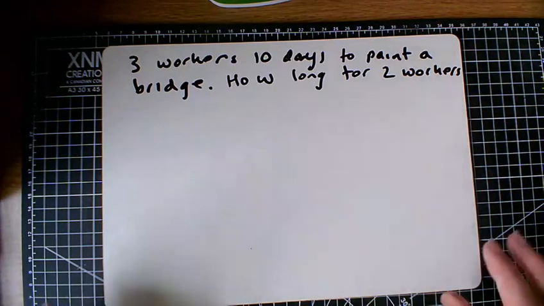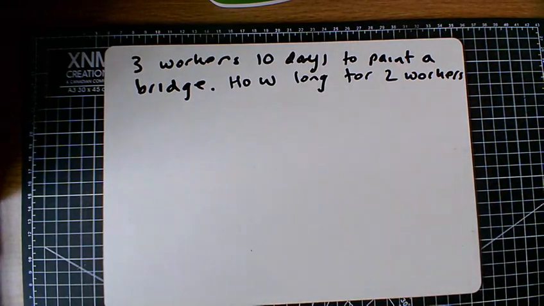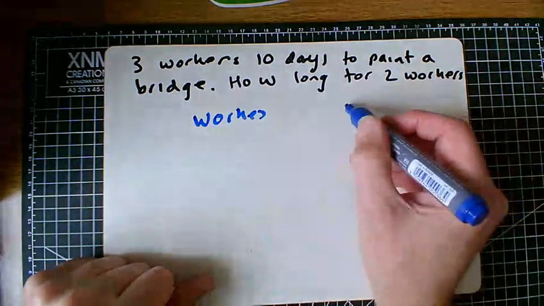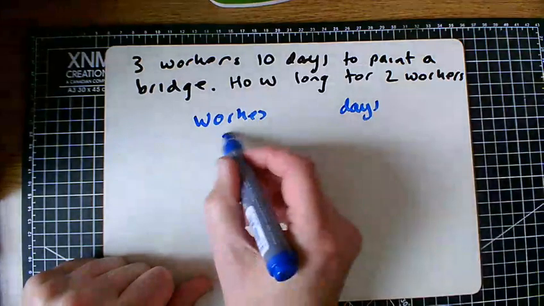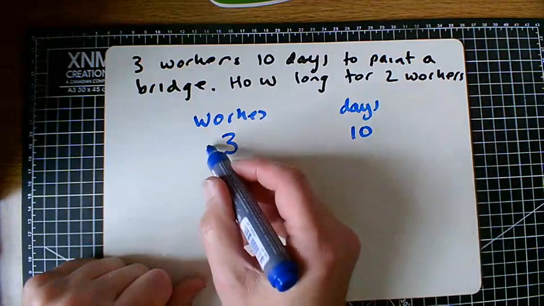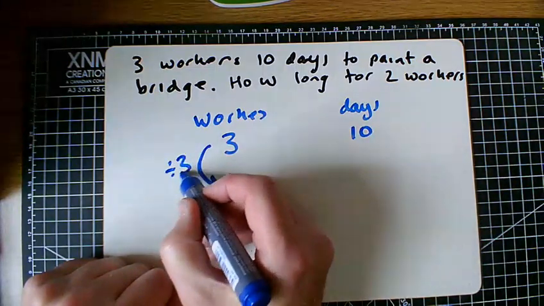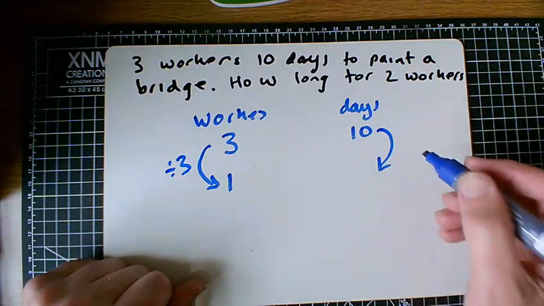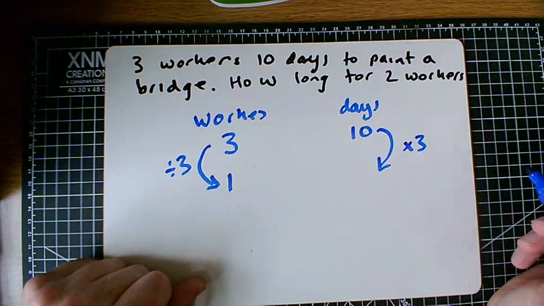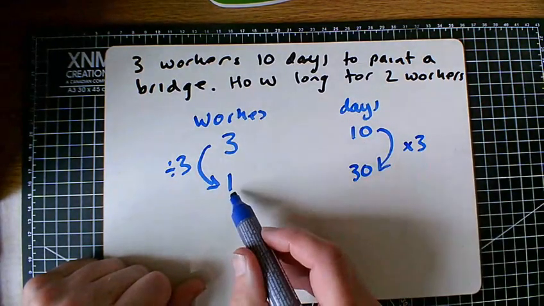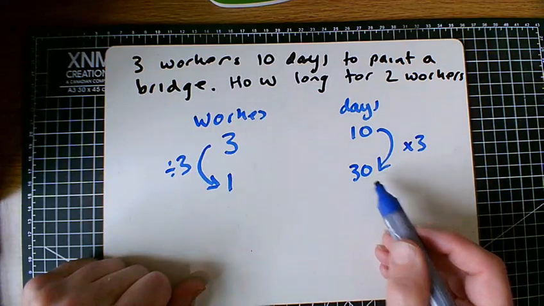Right, one for you to try. Okay, how did you get on? So we've got the number of workers and the number of days. 3 workers, 10 days. I want to find out how long it would take 1 worker. So I need to divide the number of workers by 3. But if I reduce the number of workers, the number of days should increase. So I need to multiply the number of days by 3. So if 3 workers take 10 days, 1 worker on his own will take 3 times as long, 30 days.